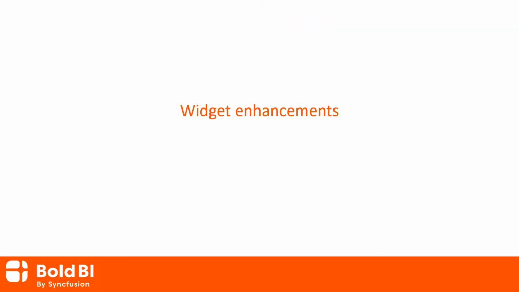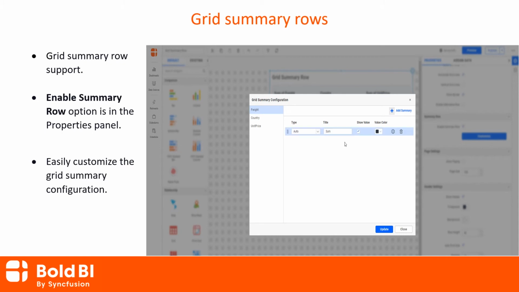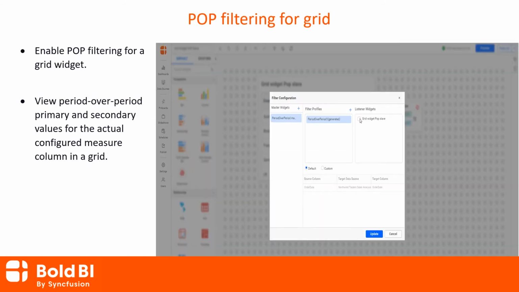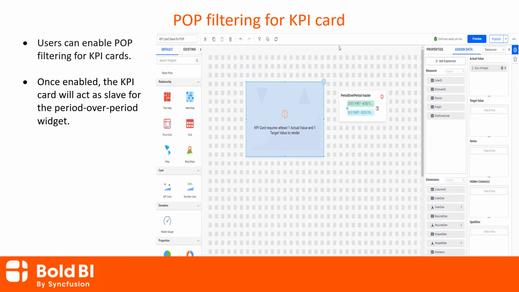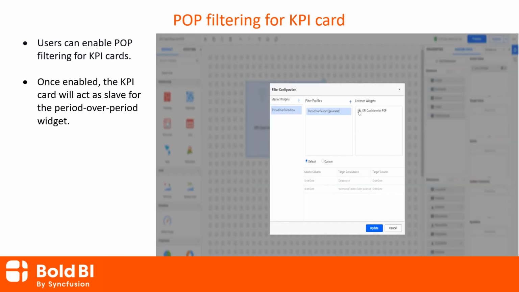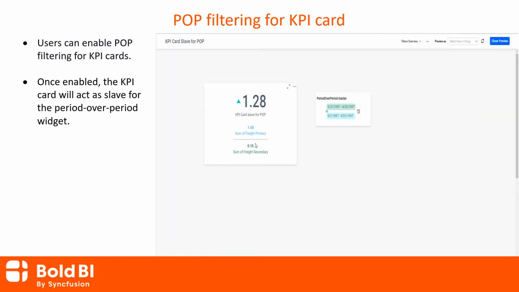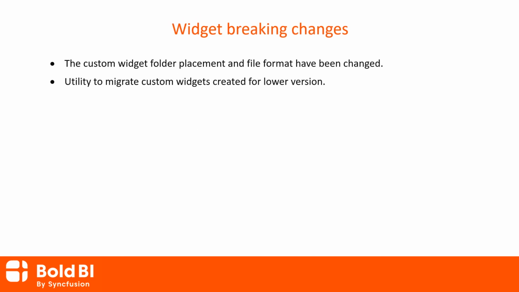Let's move on to the widget enhancements. Implemented grid summary row support. You can easily customize the grid summary configuration. Next, provided support for period-over-period filtering for grid widgets. KPI cards also have period-over-period filtering now. When enabled, the KPI card will act as slave for the period-over-period widget. Next, these are widget improvements we have made. We do have breaking changes for our widgets.